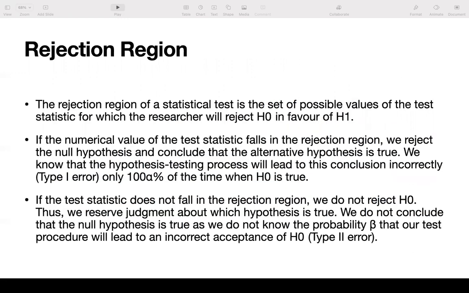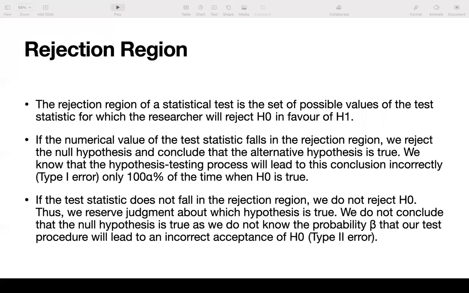Next, we'll talk about rejection region. The rejection region of a statistical test is a set of possible values of the test statistic for which the researcher will reject the null in favor of the alternative. So if the numerical value of the test statistic falls in the rejection region, we can reject the null and conclude that the alternative hypothesis is true. We also know that a hypothesis test process will lead to this conclusion incorrectly, which is the type 1 error, only 100 times alpha percent of the time when the null is true.